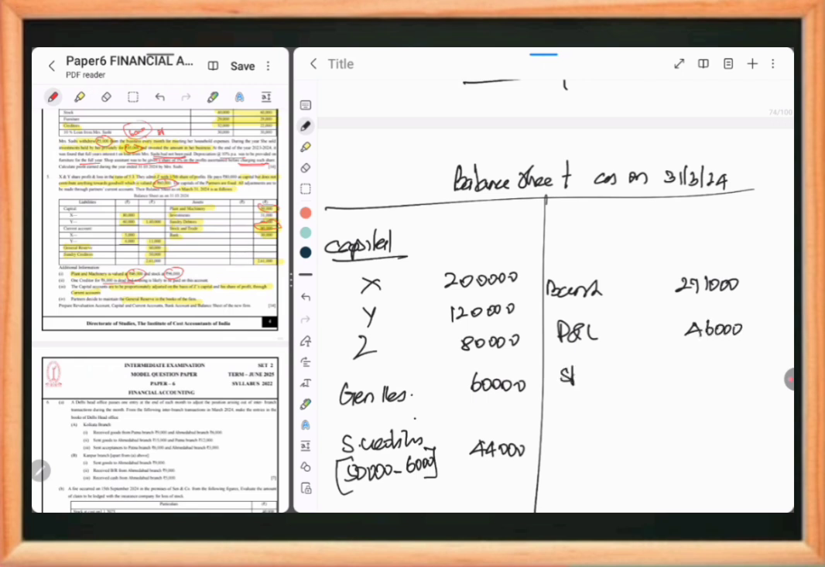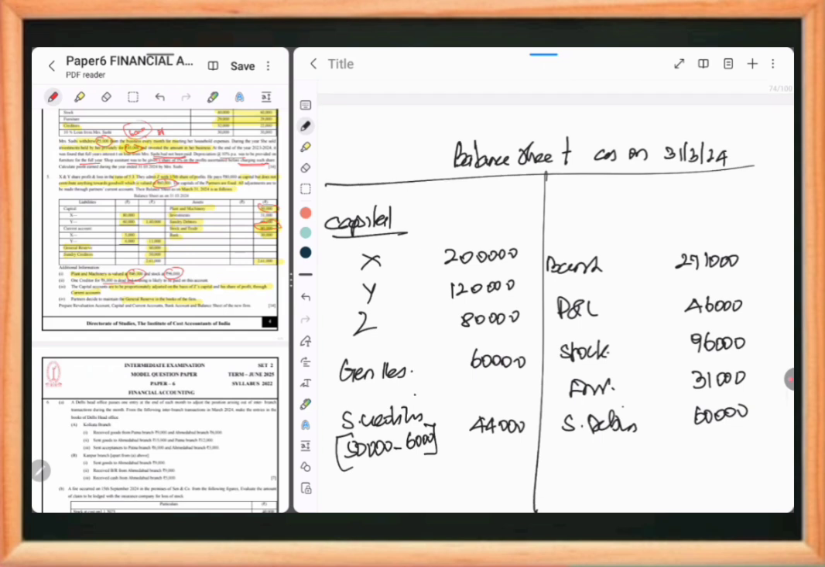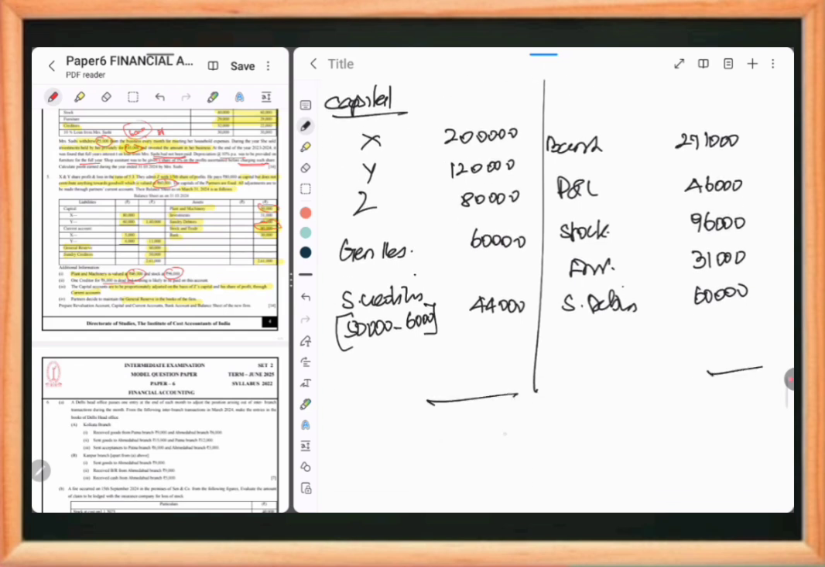And then stock value, that is 96,000. Investments, that is 31,000. Sundry debtors, that is 60,000. That's all. So if you balance, it must be tallied.